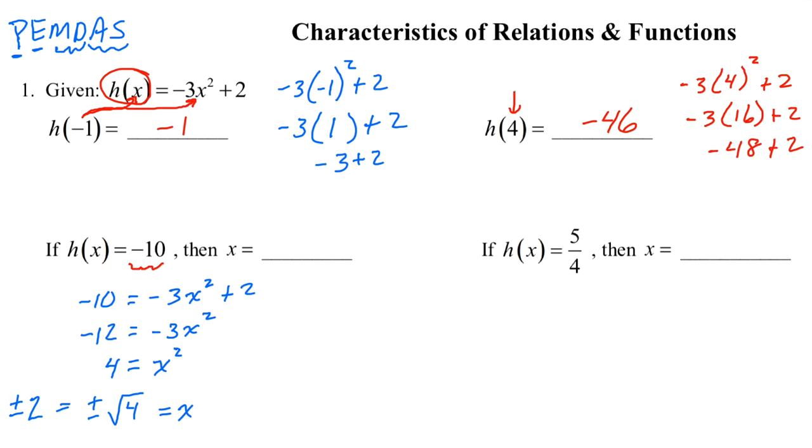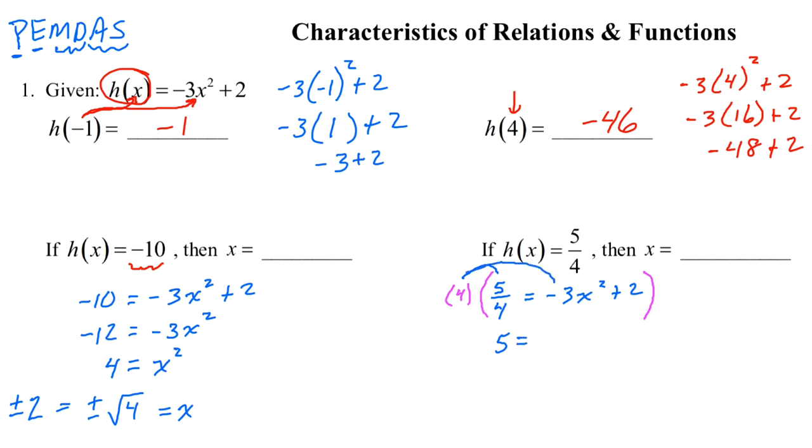All right, so the next one, we're going to follow the same procedure. We're working with fractions this time. So you have 5/4 equals negative 3x squared plus 2. Now, anytime you have equations that have fractions, you can make your life a little bit easier by getting rid of the fractions by multiplying by your least common denominator, which in this case we only have one denominator, and that is 4. So multiplying by 4 times 5/4, the 4's will cancel. That just leaves you with 5.